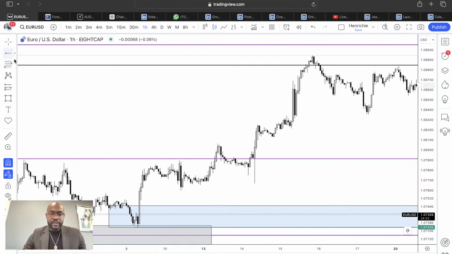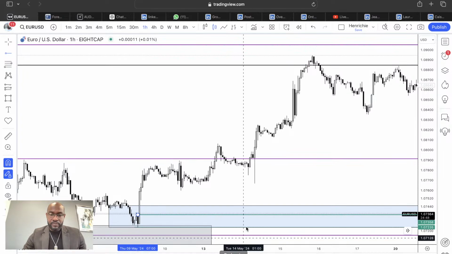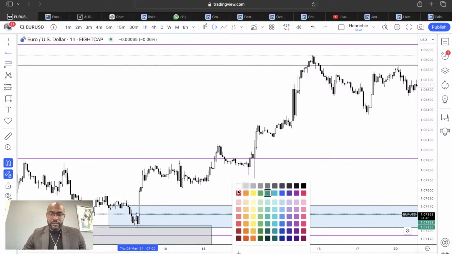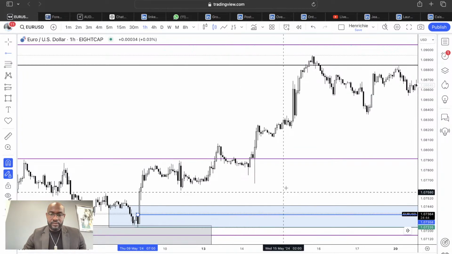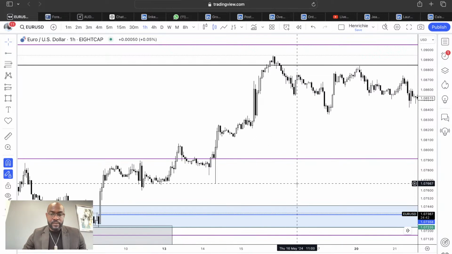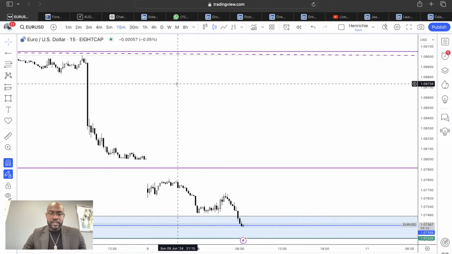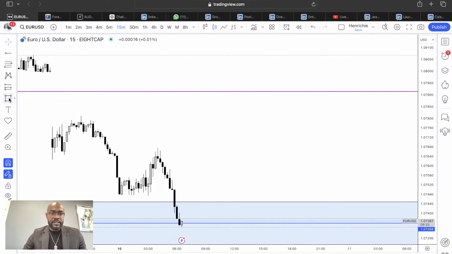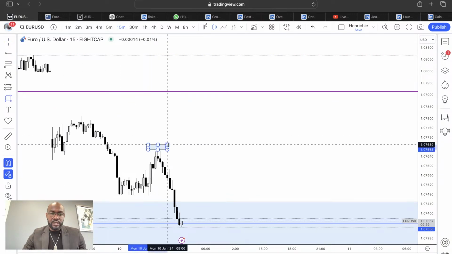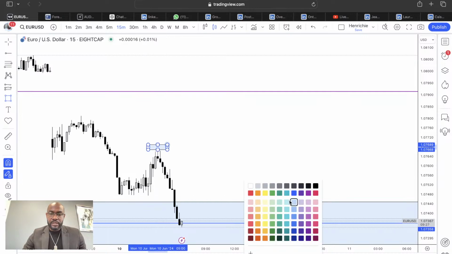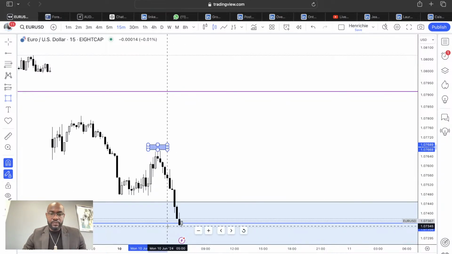Right here we go to the 1 hour time frame. On the 1 hour time frame, as you can see, I'll make this a different color. So far price has mitigated that position. Start to scale down to look at the 15 minutes time frame. We'll have the high, make that darker blue. So let's say this is our low.